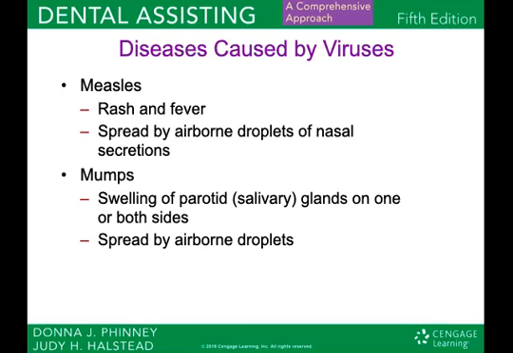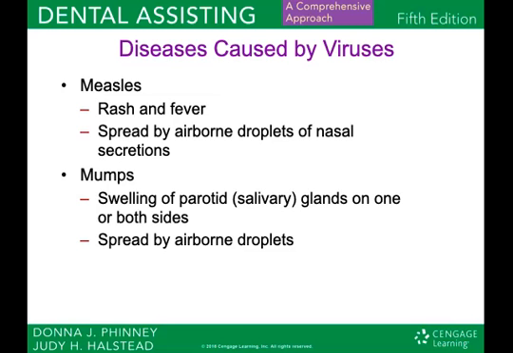Measles can cause rash and a fever and are spread by airborne droplets of nasal secretions. Mumps is a swelling of the parotid glands, which is a salivary gland on one or both sides. And somebody that has mumps will usually look like they have golf balls or like chipmunks, where their cheeks are severely swollen. It's usually spread by airborne droplets. With both measles and mumps, there is about a 9 to 11 day incubation period before the symptoms surface.